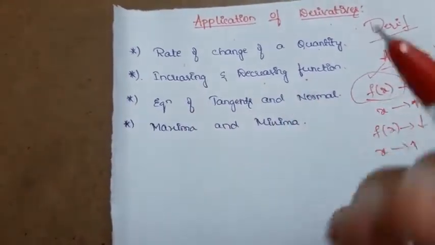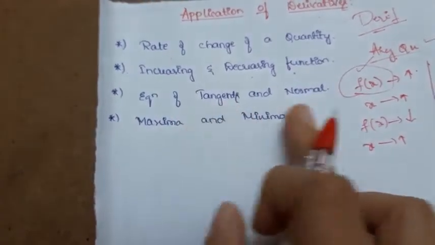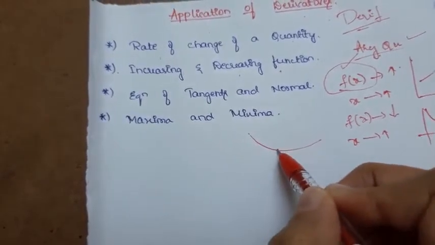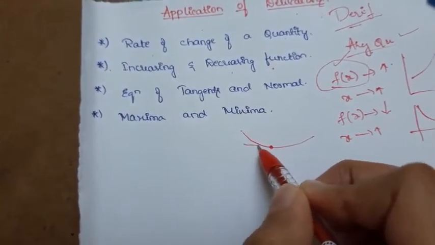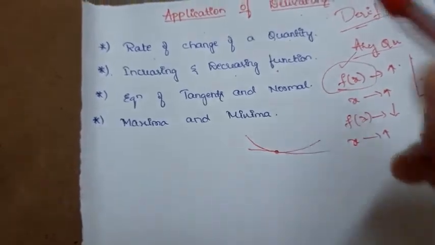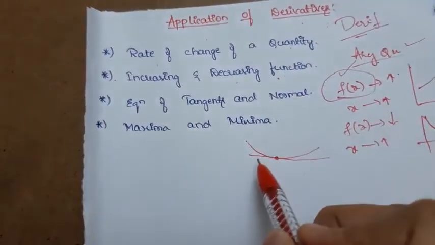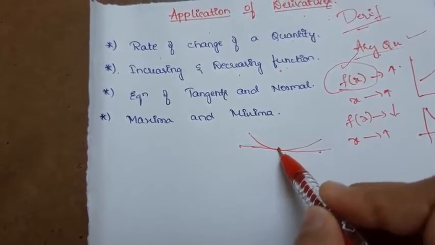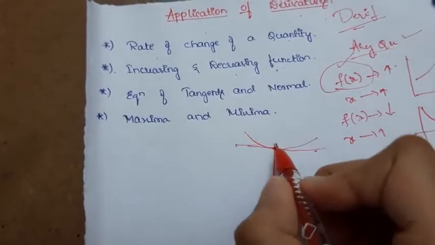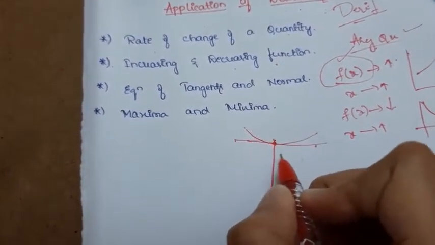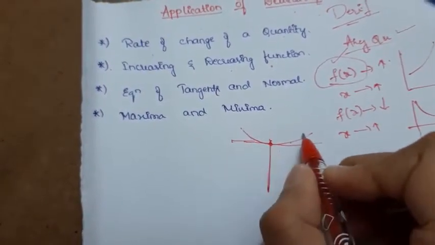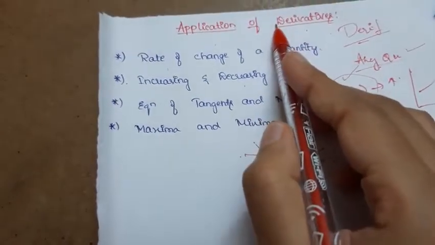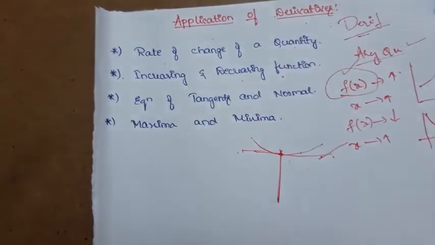The next is we are going to find the equation of tangents and normals. Suppose they have given any curve, and at a given point we draw the tangent, then with the help of derivatives, by differentiation, we are able to find the equation of this tangent. And if I draw the normal at the given point, then we can find the equation of the normal. So at a given point on the curve we can find the equation of a tangent and a normal with the help of differentiation. This is another application of derivatives.